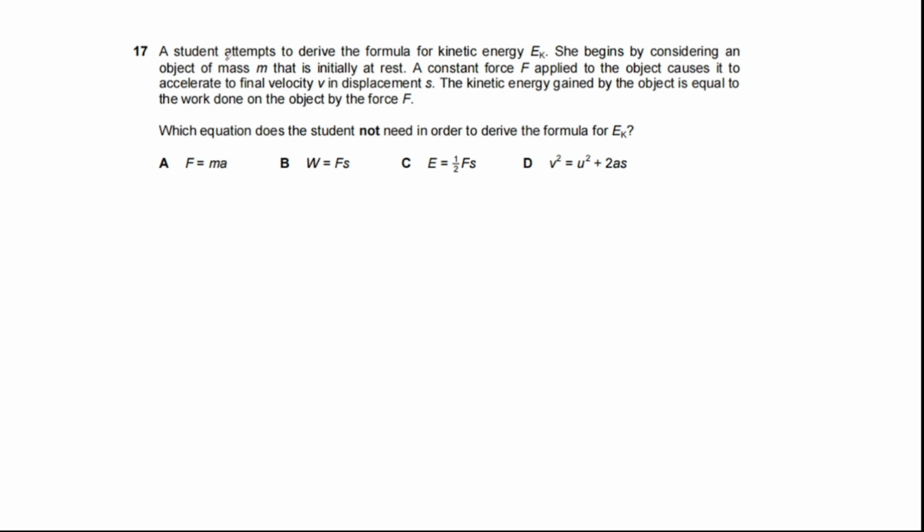Question number 17. A student attempts to derive the formula for kinetic energy, EK. She begins by considering an object of mass m that is initially at rest. A constant force F is applied to the object, causing it to accelerate to a final velocity v in displacement s. The kinetic energy gained by the object is equal to the work done on the object by the force F. Which equation does the student not need in order to derive the formula for EK?